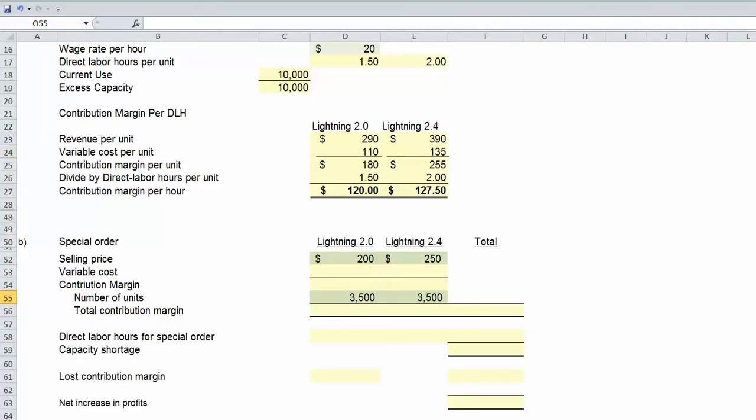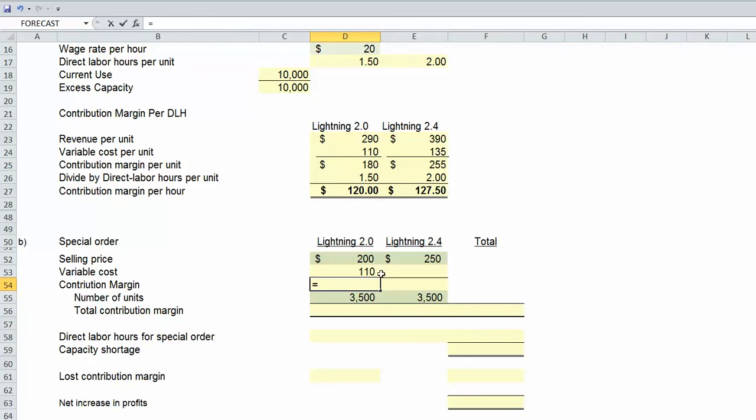In the next scenario, we're told that this customer is willing to buy the Lightning 2.0 and the Lightning 2.4 in quantities of 3,500 for each product, no less. That's the minimum number that they will purchase. So we need to calculate our total contribution margin once again from accepting the special order, find out if we have a capacity shortage, which in this case we will, and then evaluate the lost contribution margin arising from that capacity shortage.